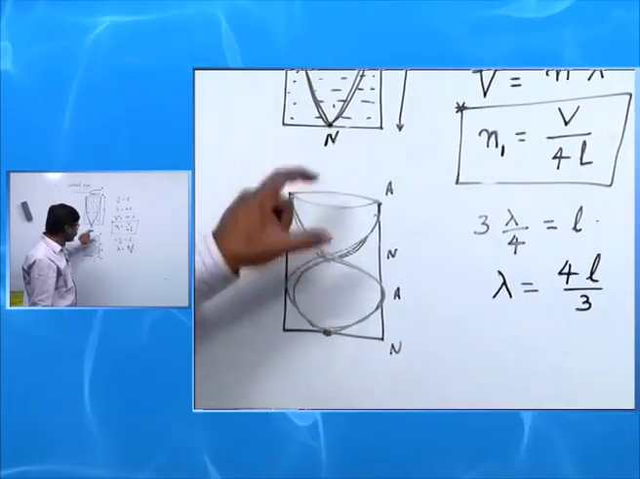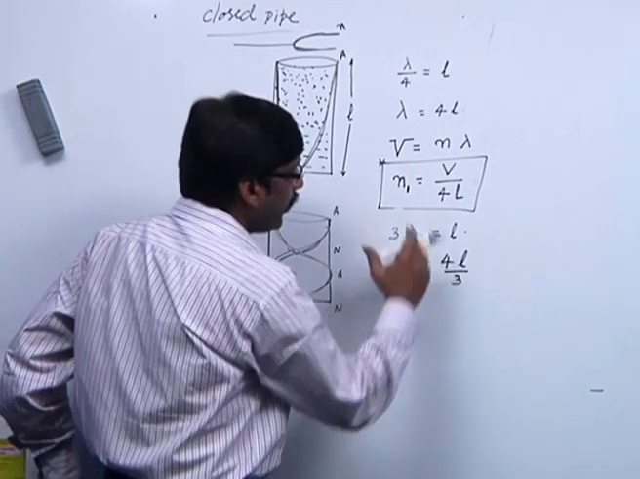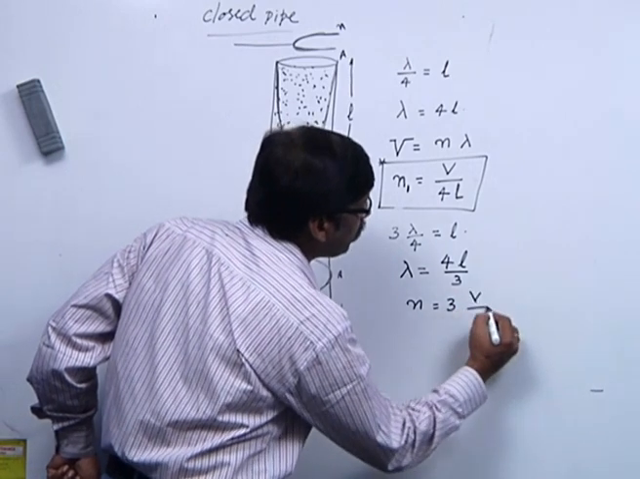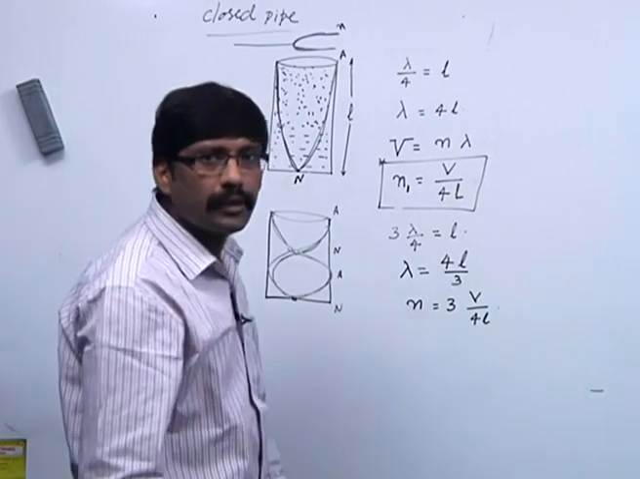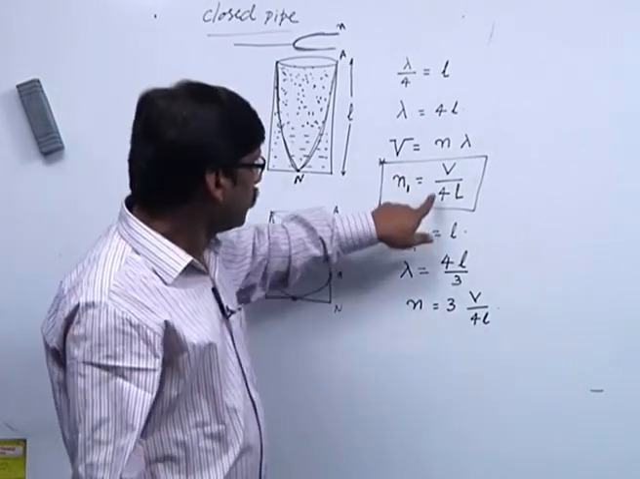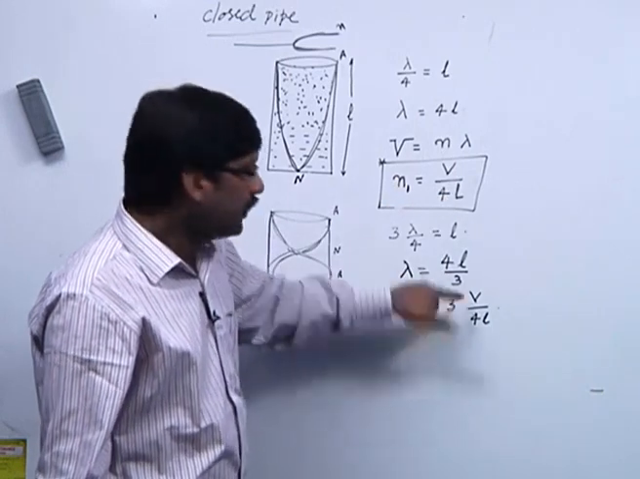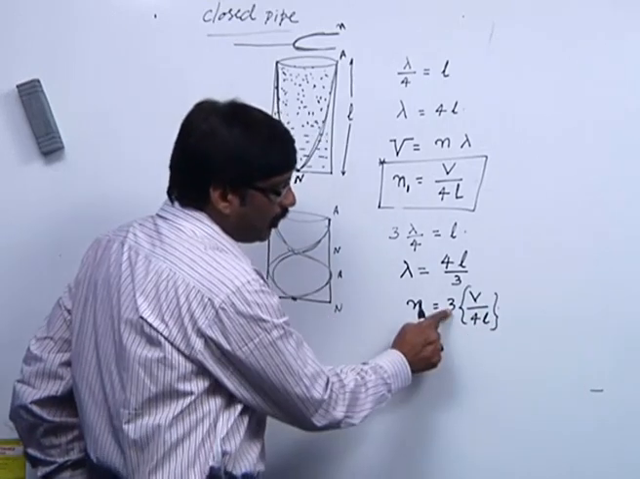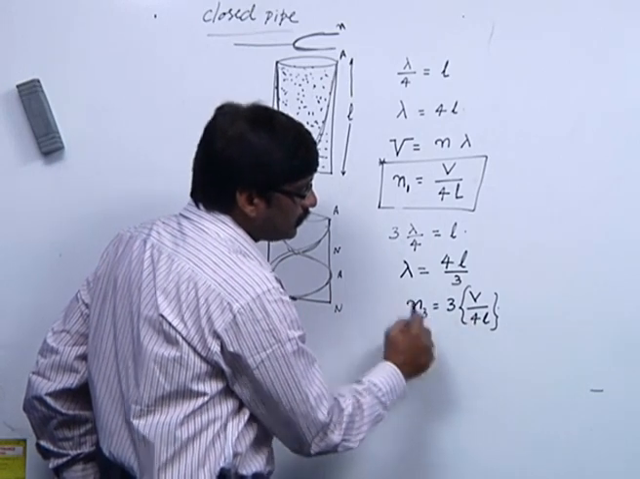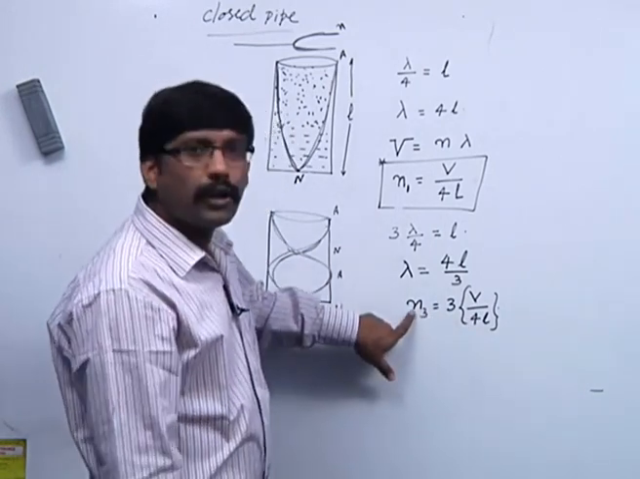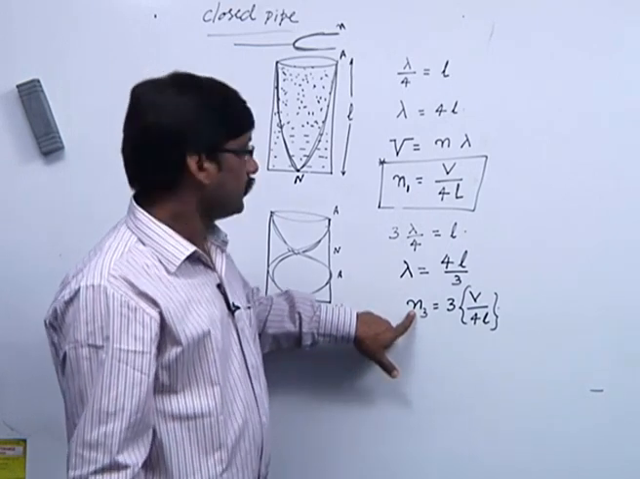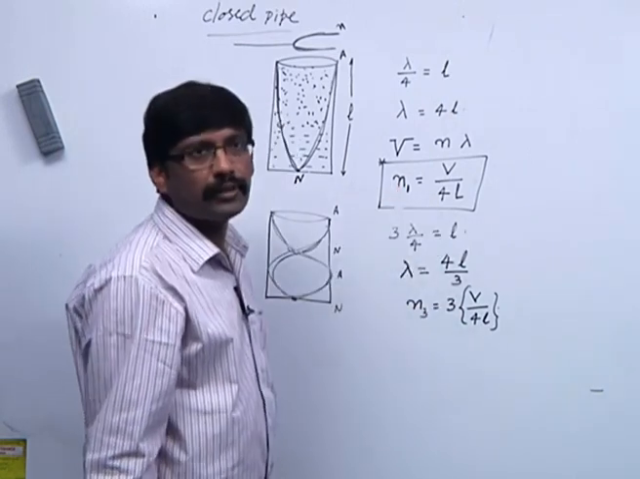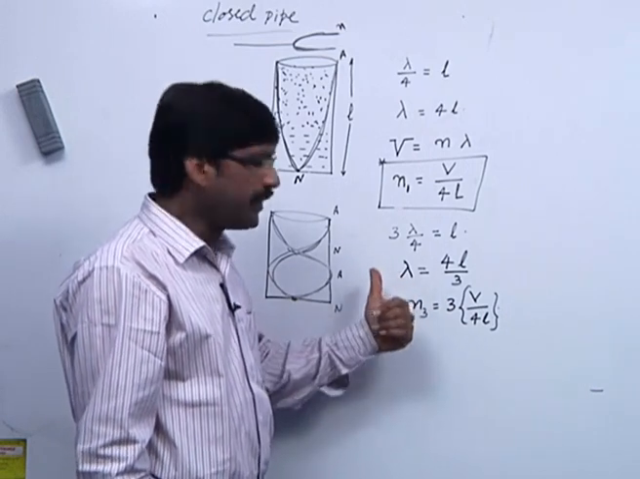So, in this mode of vibration, the wavelength is 4L by 3, and the corresponding frequency is equal to 3 into V by 4L. If you observe, V by 4L is the fundamental frequency; in the next mode of vibration, the frequency is 3 times V by 4L. That is an odd multiple of V by 4L. This is called the third harmonic or first overtone. That is, the second harmonic is not excited. It is not possible to excite the second harmonic.